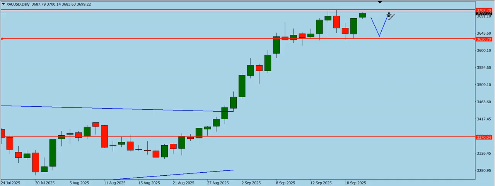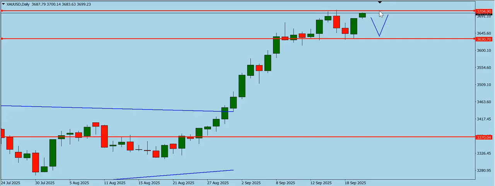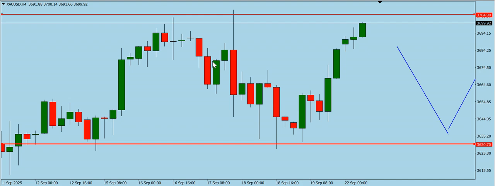But for now, it appears price is going to break above the range high, which is around 3704. I see price break above that level, and I see price target the second resistance for the day, which is at the 3720 level.